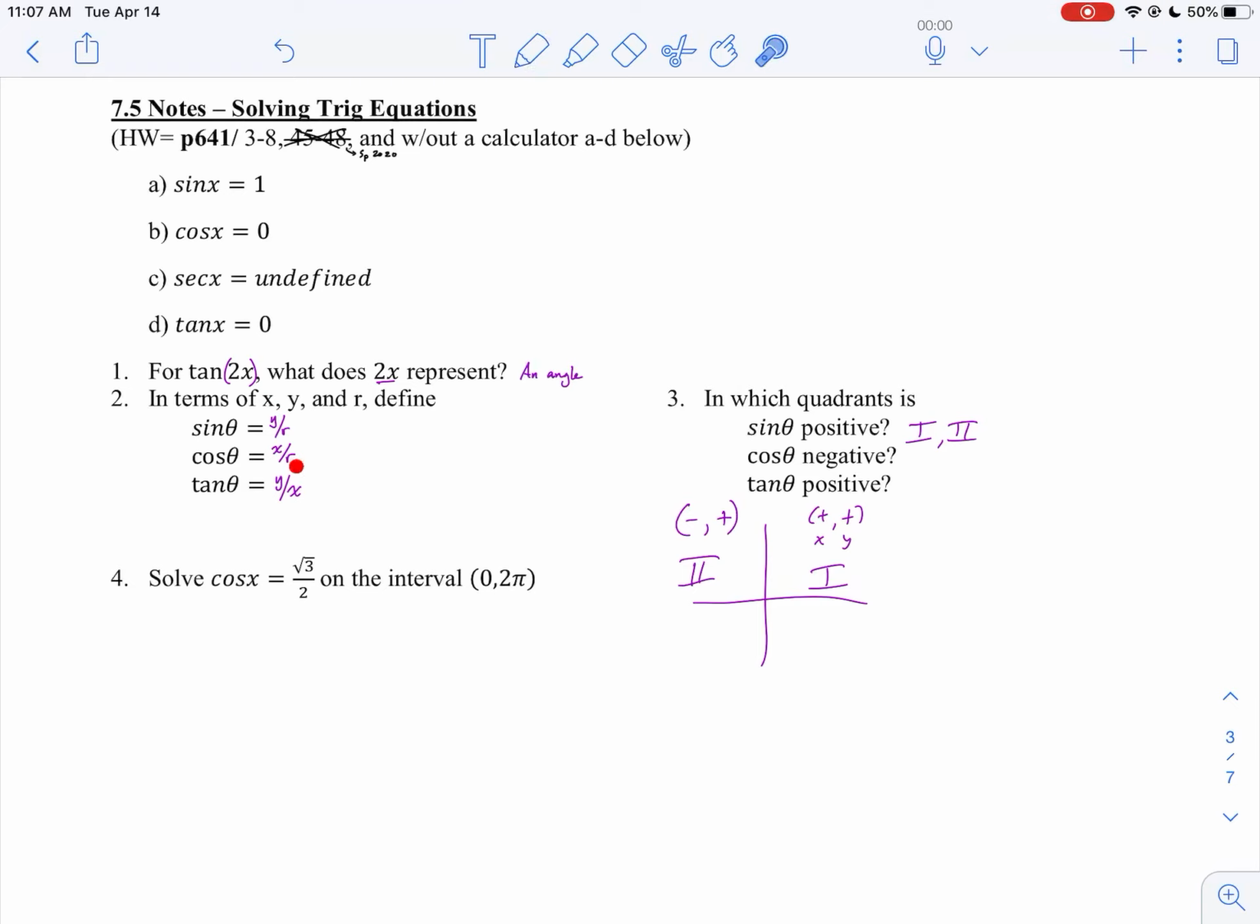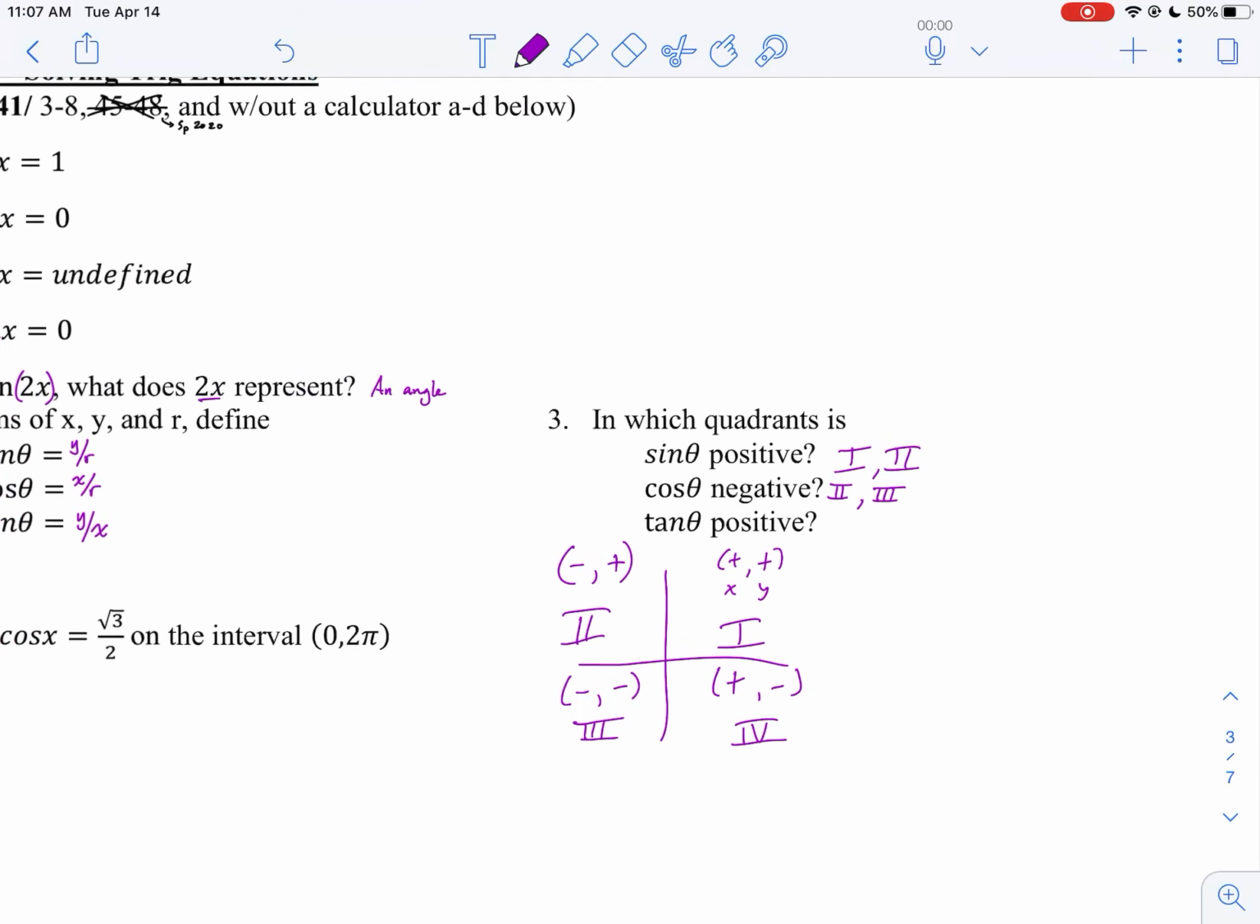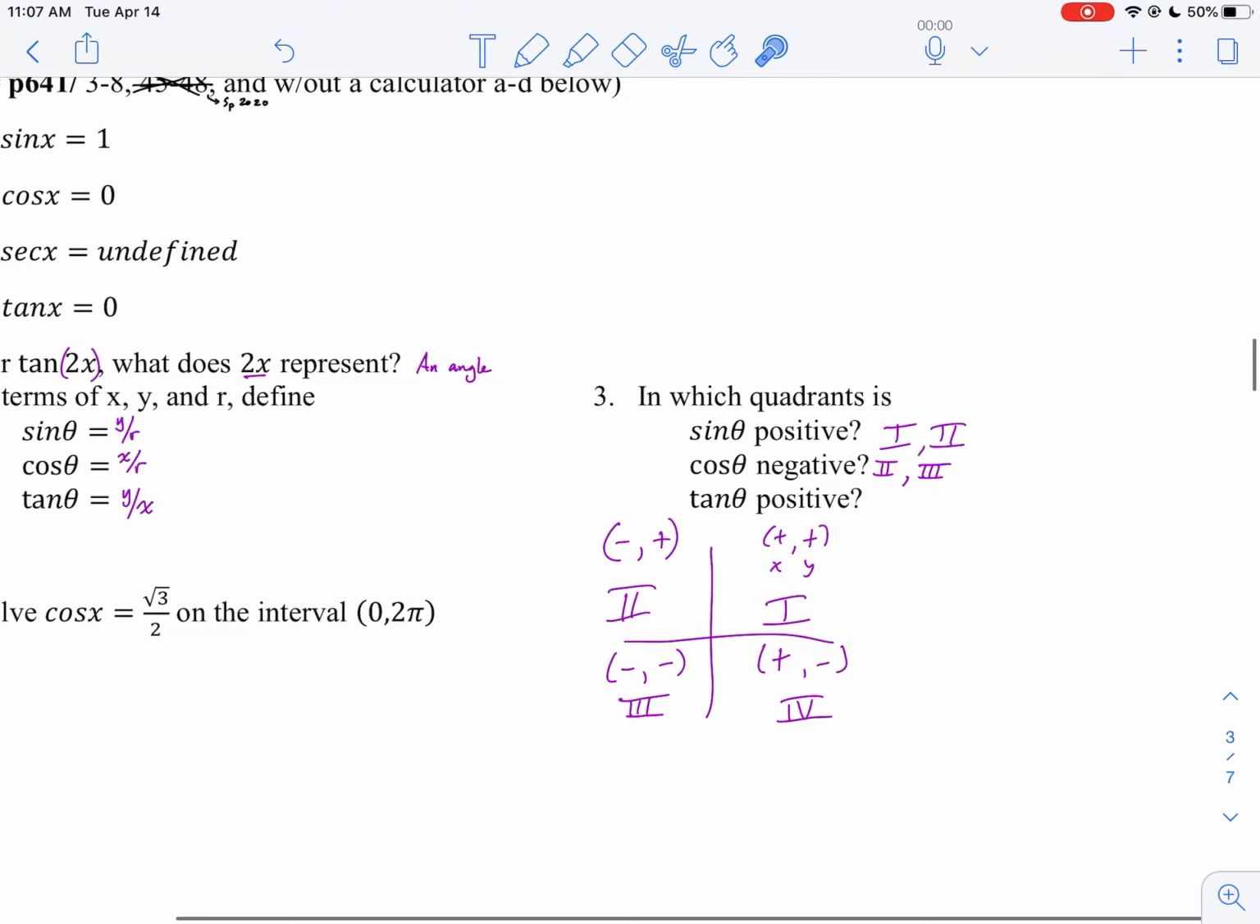Where is cosine negative? Well, cosine is x over r. R is always positive, so where is x negative is really what this question is asking. X is negative in quadrant 2. But we also see x is negative in quadrant 3. And then let's hit quadrant 4 real quick. X is positive because it's to the right, y is negative. And so that's quadrant 4.